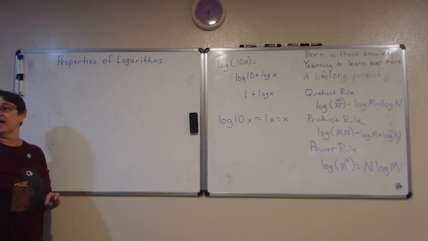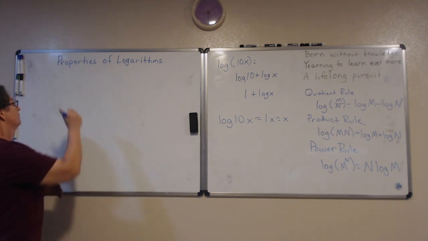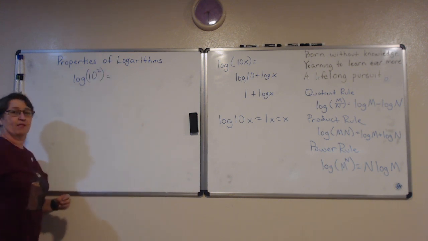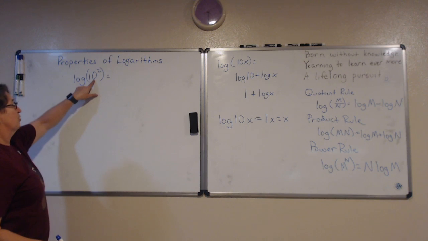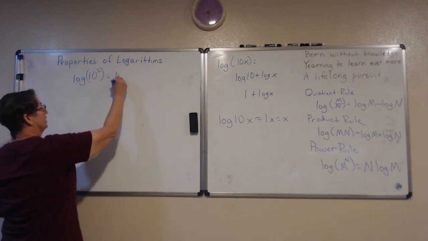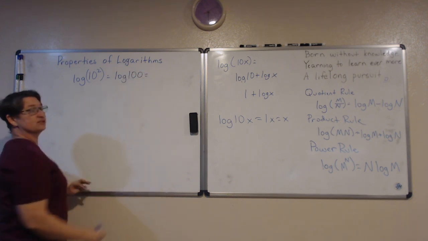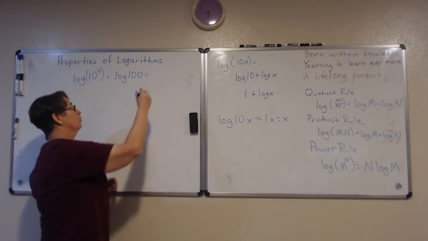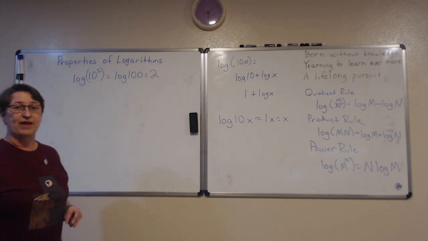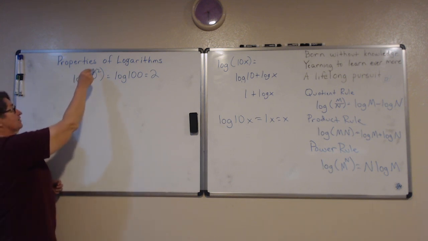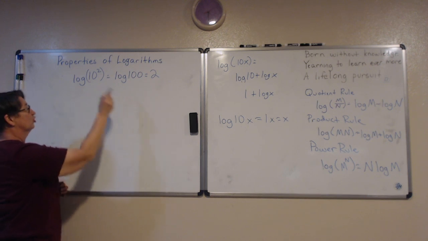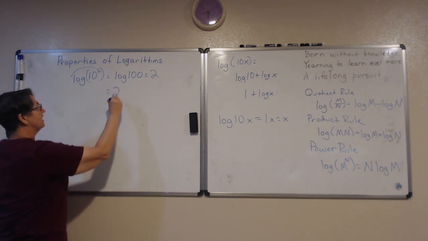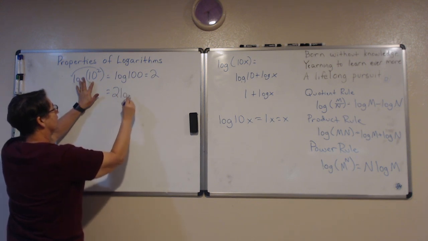So for instance, let's say I have log of 10 squared. We could just do the exponent. We could just say 10 squared is equal to 100. And so log of 100, well, 10 to what power gives me 100? Well, it's to the second power, so that's just equal to 2. I could just do that. Or I could take this 2 and use my power rule and say this exponent times that exponent. So I could write it as 2 times log of 10.